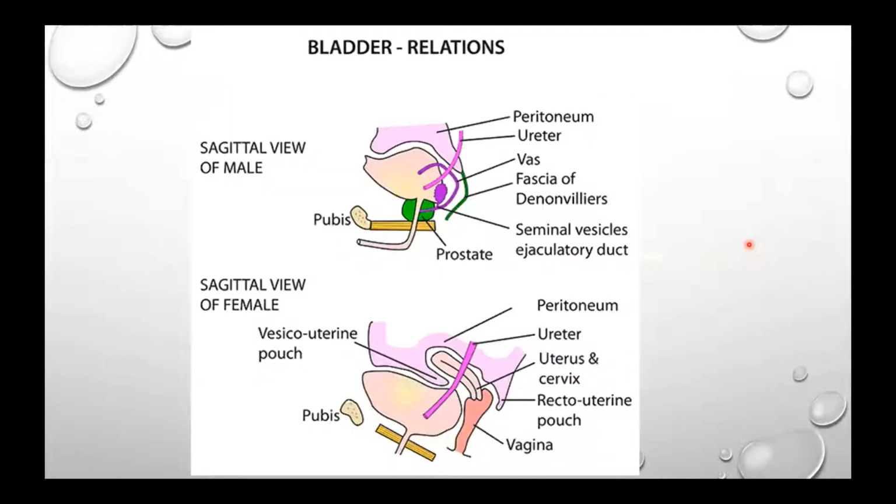So the same picture once again. Here you can clearly see the posterior part of the superior surface in the female urinary bladder is not covered by peritoneum. Instead, it is forming the vesico-uterine pouch here. Whereas in the male, the whole superior surface as well as the upper part of the posterior surface is covered by the peritoneum.